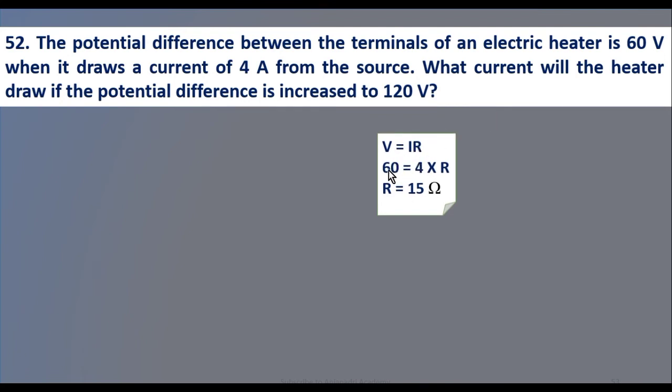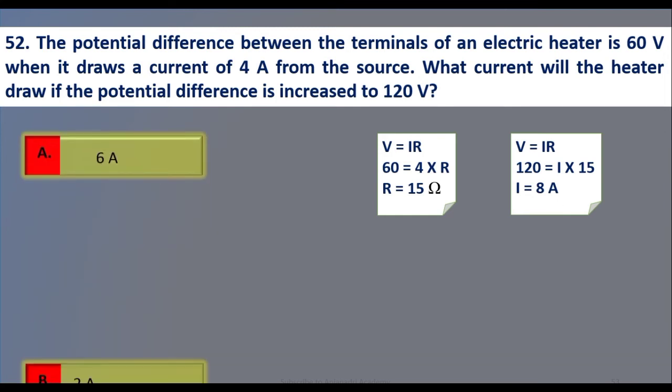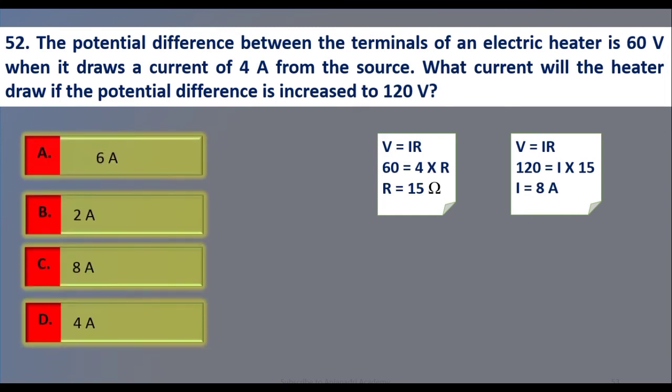How much voltage is given? 60 volt for 4 ampere current. What is the resistance you are getting? 15 ohm. When the voltage is increased to 120 volt, he is asking for the current value for the 15 ohm resistor. Therefore the answer is 8 ampere. Let's see the options: 6 ampere, 2 ampere, 8 ampere, 4 ampere. Yes, it is 8 ampere. Option C is the right answer.